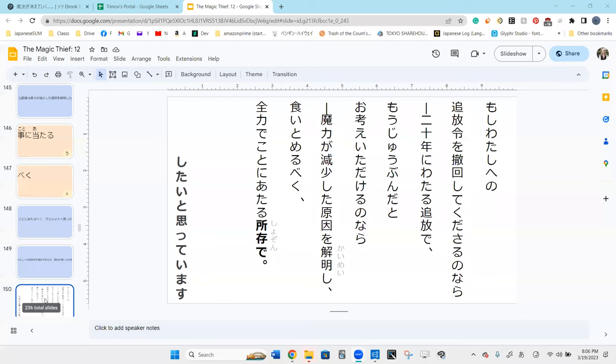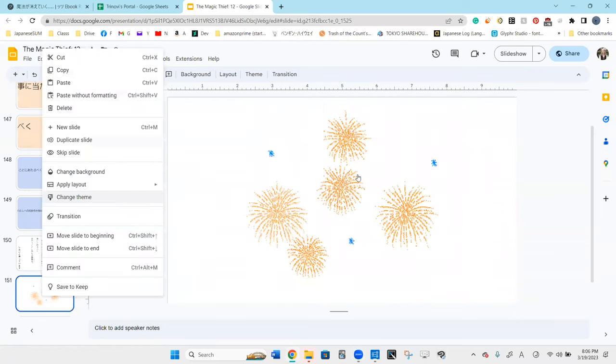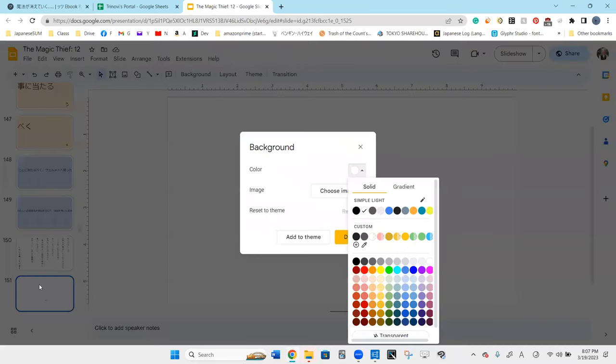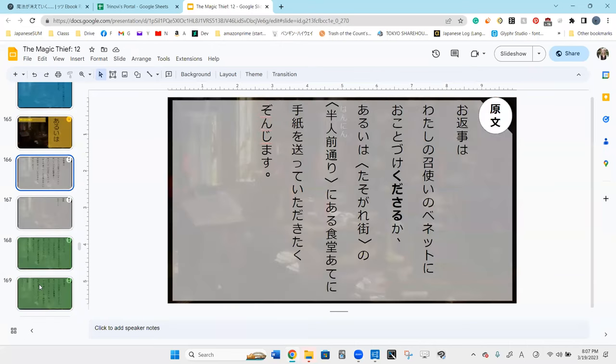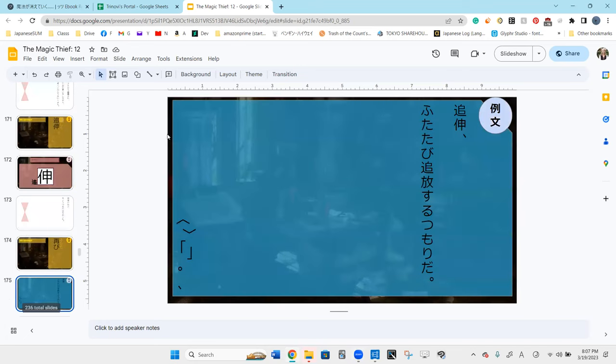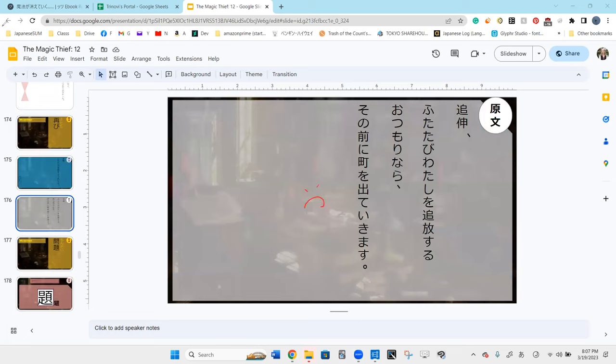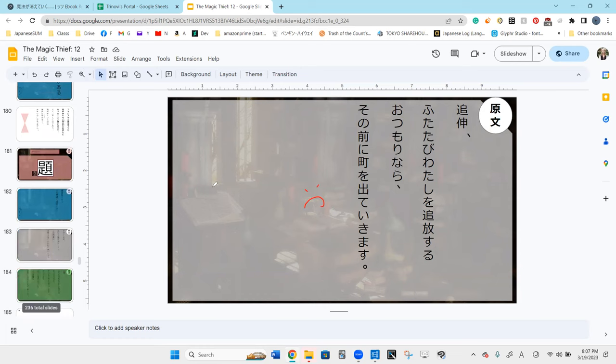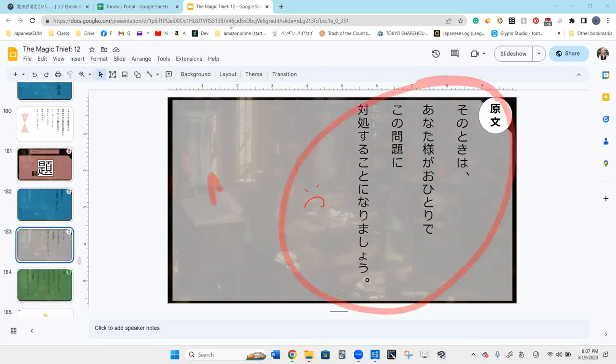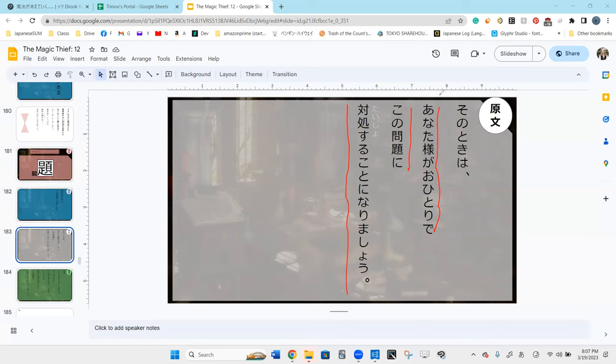But then it ends with a PS that is the funniest PS I've ever read. It's like her response. After the letter, he just kind of goes, this is the funniest thing, which you'll find out next time when we get to that PS. Actually, the PS is a little bit farther, right over here, where he's basically like, well, if you decide not to exile me, then F you, he basically says. If you decide to keep me exiled, then F you. He says, "Anata-sama ga o hitori de kono mondai ni taisho suru koto ni narimashou." So why don't you, Anata-sama, solve this problem all by yourself? Right.